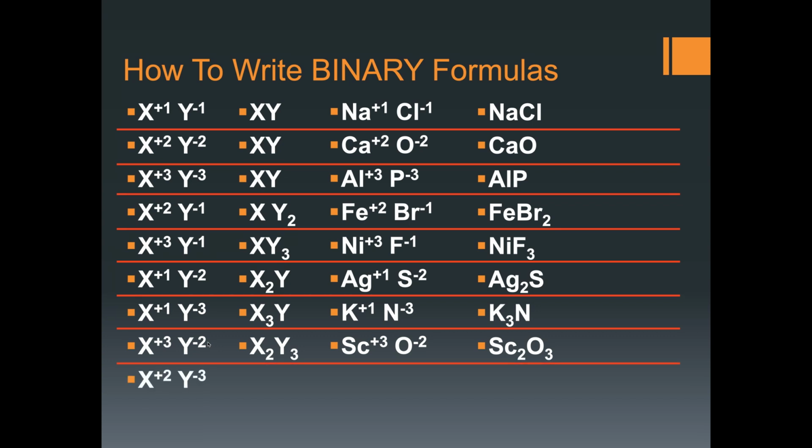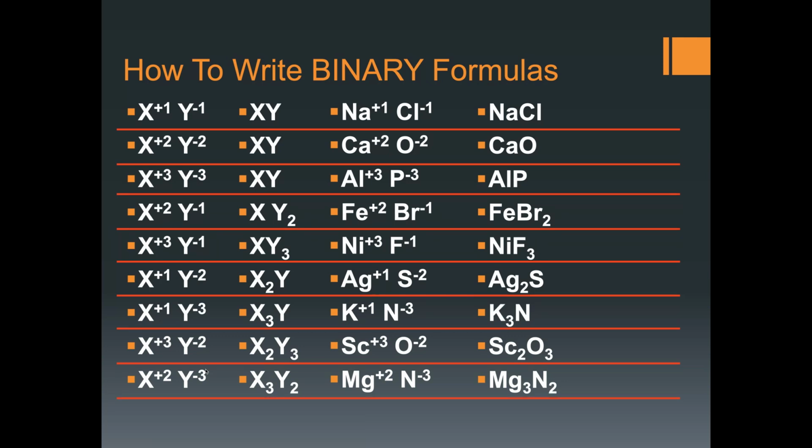So what if the charges are flip-flop, plus 2 and minus 3? Well, again, just drop and swap. 3 times plus 2 is plus 6. 2 times minus 3 is minus 6. So if we have magnesium nitride, we just drop and swap the charges, and there we go.